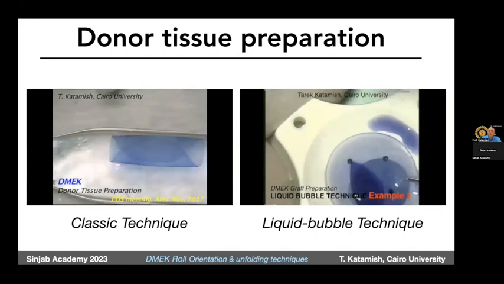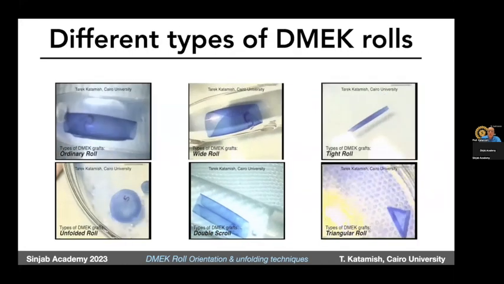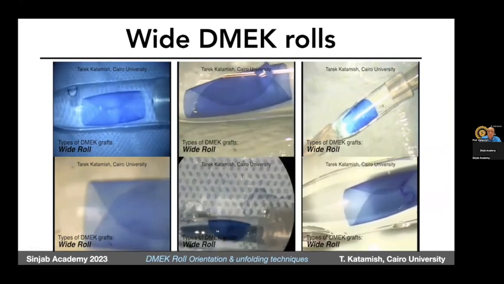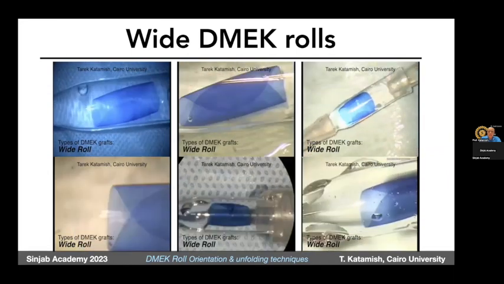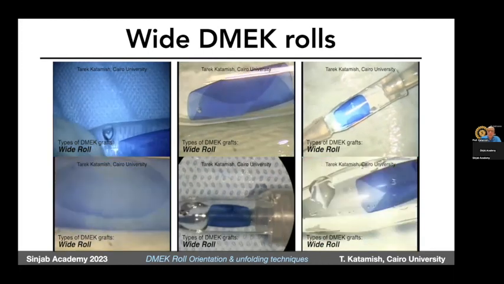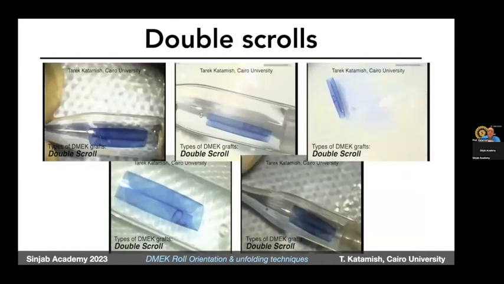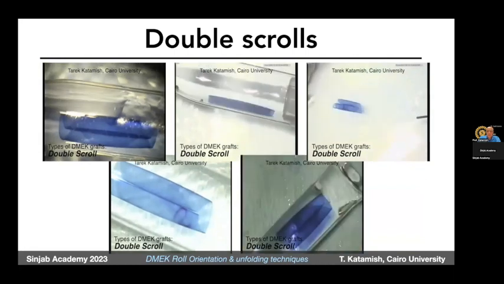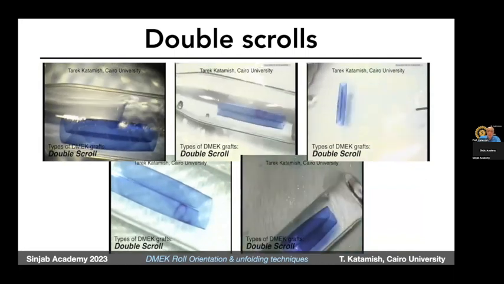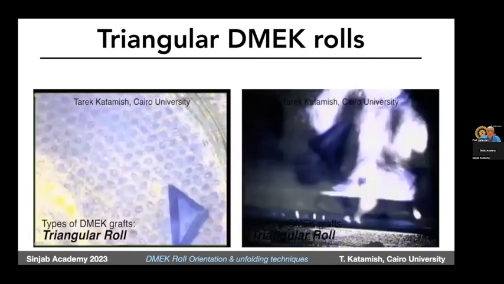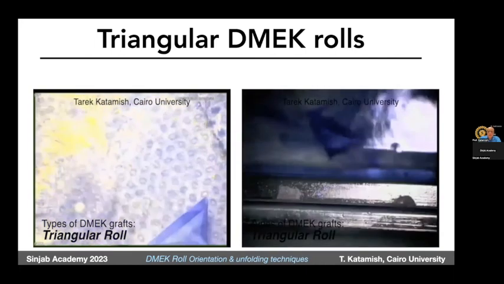We have different types of DMEK rolls. We have the wide DMEK roll. You see the DMEK roll is very wide, and this is a very good type of DMEK roll. It indicates that this roll will unfold easily during the unfolding techniques. Another type of DMEK roll is the double scroll. This is also a very nice type, and it unfolds easily in the anterior chamber. Another type is the triangular roll, as you see.